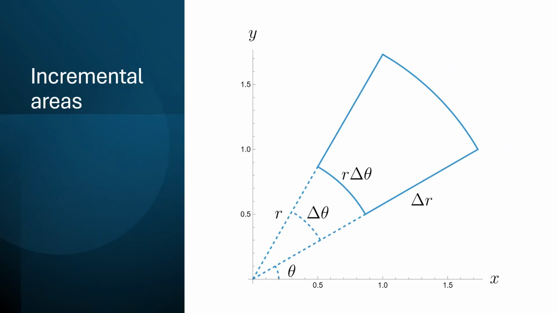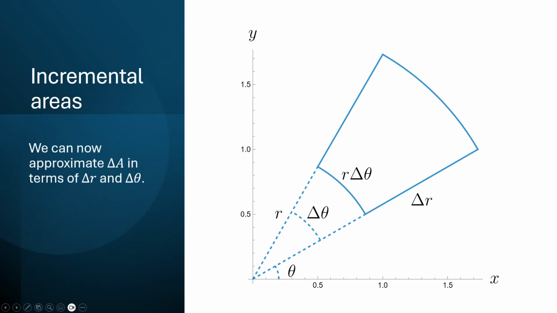So what we have here is a picture of our little incremental region we want the area of. We're going to approximate this delta A, which is the area inside the solid blue lines here, in terms of delta r and delta theta. We can see here, this is delta theta going across, and the length to get from here to here is r. So this length here is r delta theta. And then we have some small incremental length going further, which is delta r.